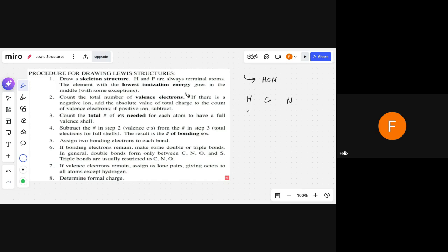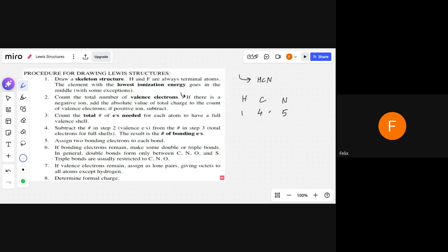So hydrogen is in group 1, so it will have one valence electron. Carbon is in group 14 or group 4, so it will have 4 valence electrons. And nitrogen is in group 15, so we have 5 valence electrons. If you don't know how to figure out the number of valence electrons in an atom, go back and watch my video on chemical bonding and the periodic trends, and you will understand this. Now we add these all up, and we get 10. We have 10 valence electrons. And now the next rule says to count the total number of electrons needed.